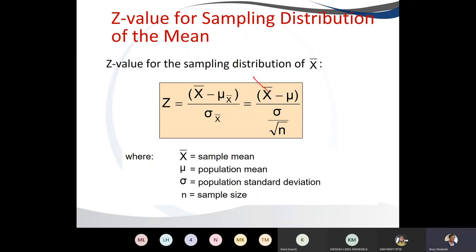And this is your sampled mean. It will always be given to you in the question. So it will say, what is the probability of the sampled mean being 300? And you know that that is the sampled mean. And then in the question, they will tell you that this population is distributed with a population mean of 95 with a standard deviation of 5. And you know that that is the population mean, and that is the population standard deviation. And you will always get those in the statement.